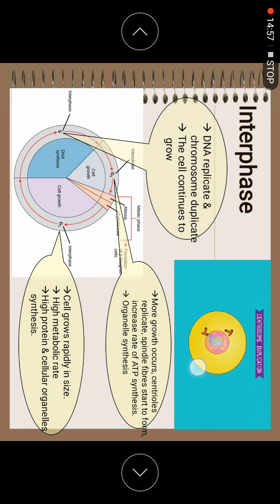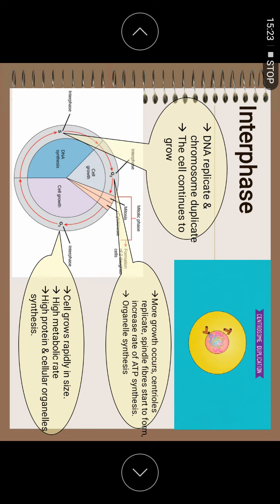So you can see here, the small picture here, spindle fiber comes from the centriole. Remember centriole that you have learned in chapter 2. Centriole is involved in cell division. So this centriole will move to opposite sides. It will start to form the spindle fiber. Later we will see what the spindle fiber is.